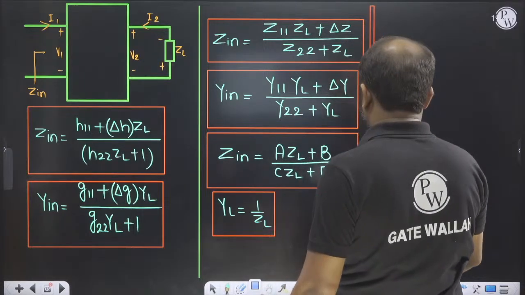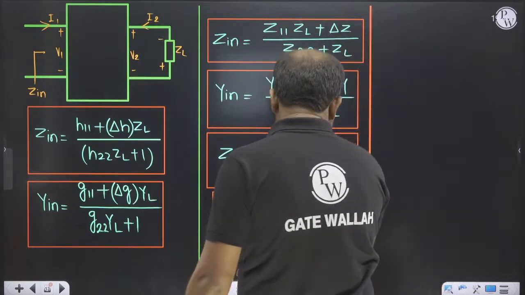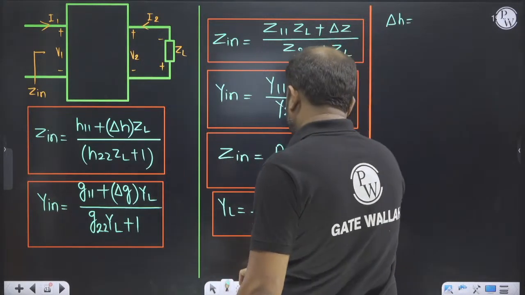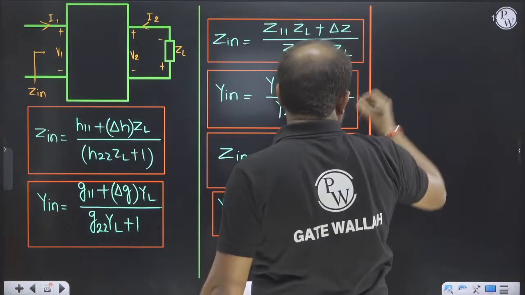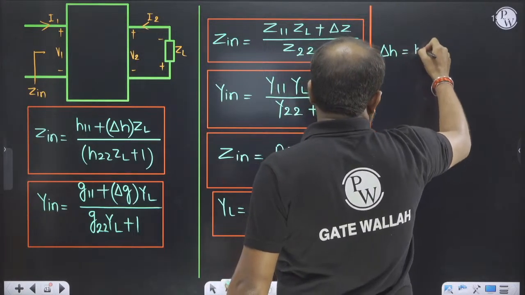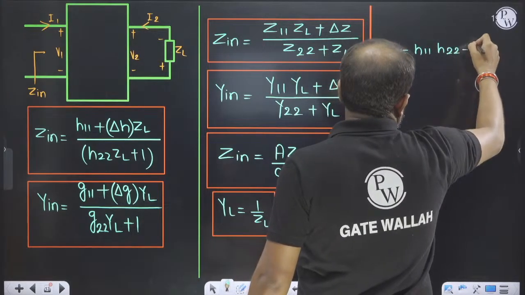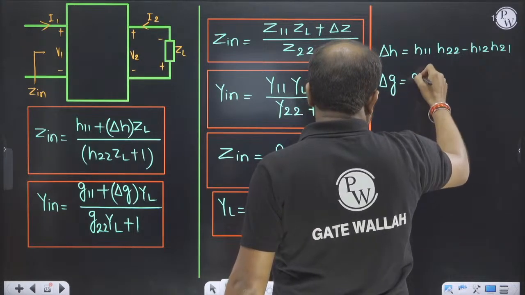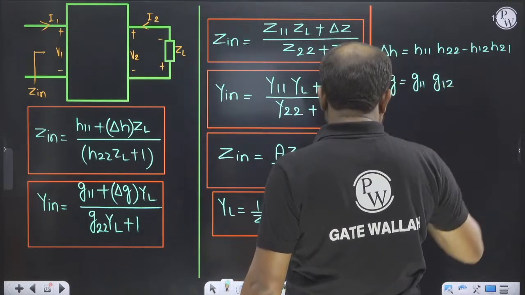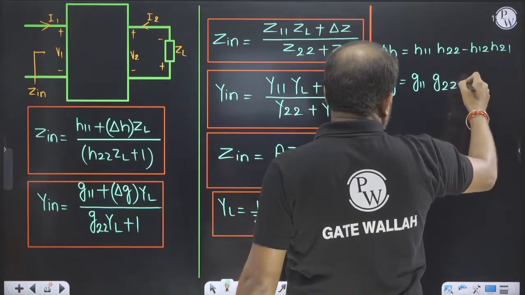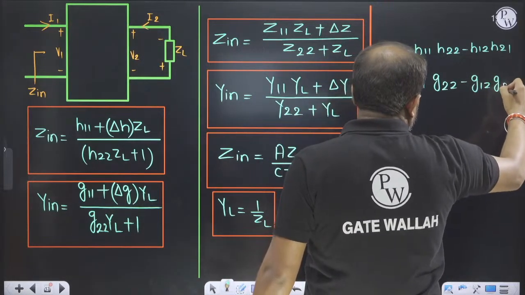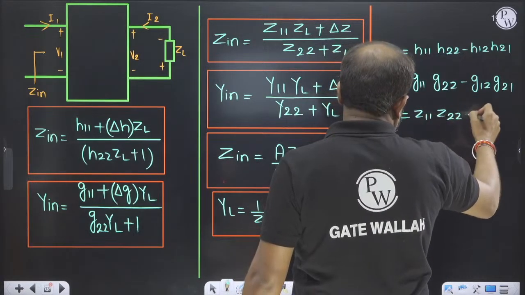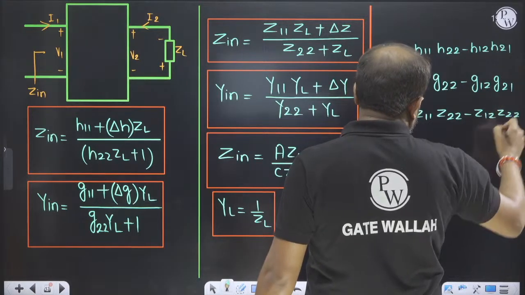Then you will ask, what is delta Y, delta A, delta Z? I can say that delta H is equal to H11 H22 minus H12 H21. Delta G is equal to G11 G22 minus G12 G21. Delta Z is equal to Z11 Z22 minus Z12 Z21.